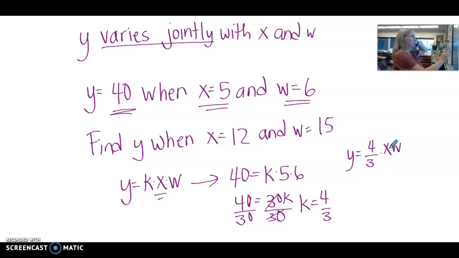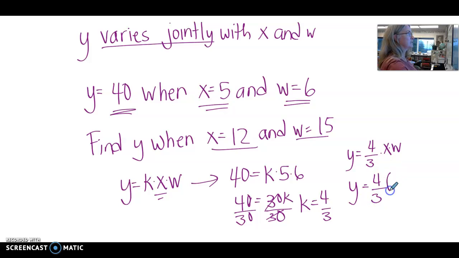And now we're supposed to find y when x is 12 and w is 15 with this value of k. You try it, then come back and check it. I'm going to go y equals 4/3 times 12 times 15, and I'm going to throw that into a calculator. And I get that y is 240. Okay, so that is basically 8-6 in a nutshell.